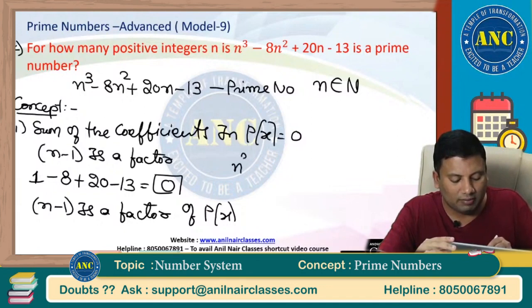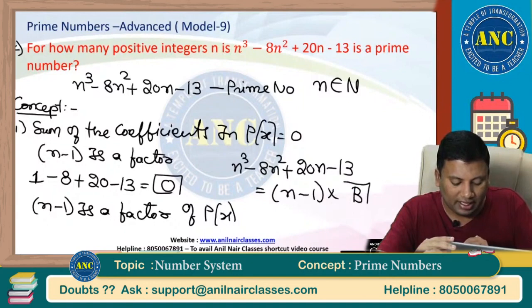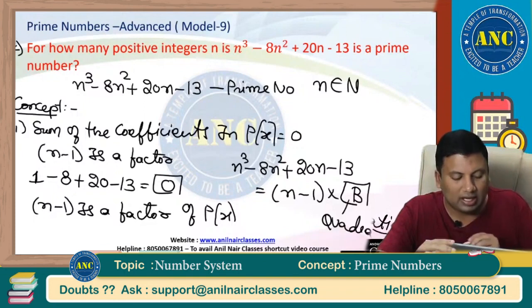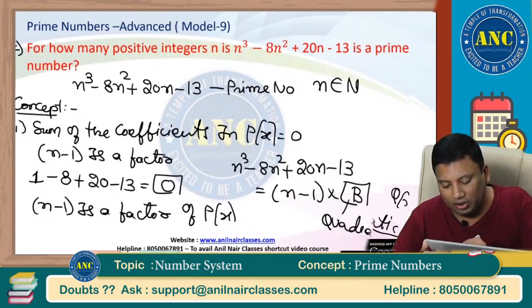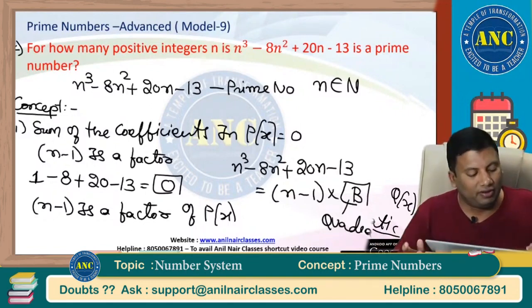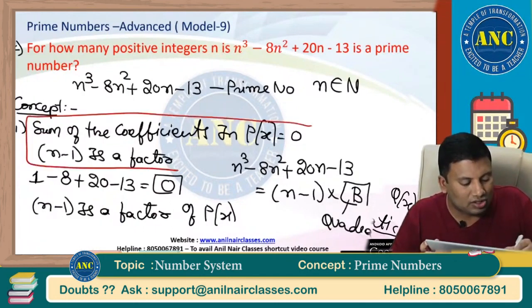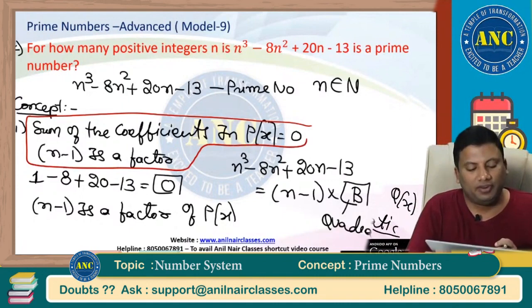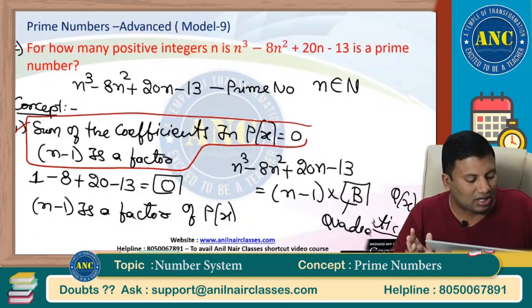So n cube minus 8n square plus 20n minus 13 has n minus 1 as a factor. There is one more factor Q, which has to be quadratic, because it is cubic and the other factor is linear. So let us find out what Q of x is. If the sum of the coefficients in P of x is equivalent to 0, then n minus 1 is a factor. I hope this first concept is clear.